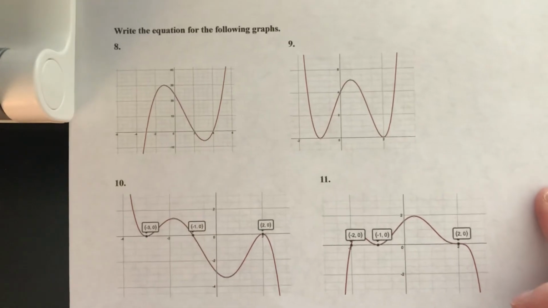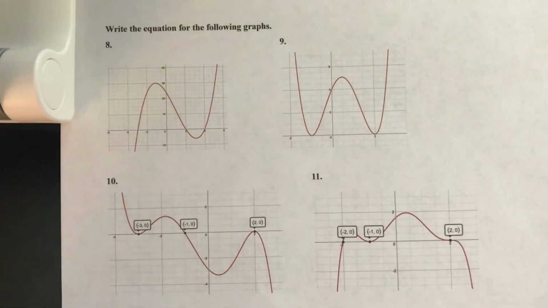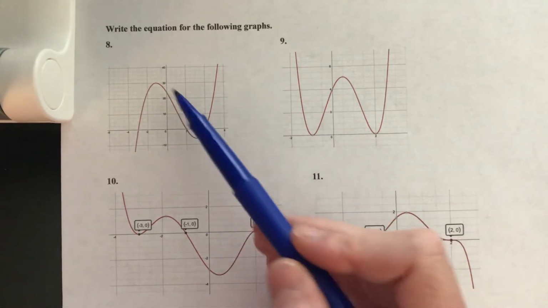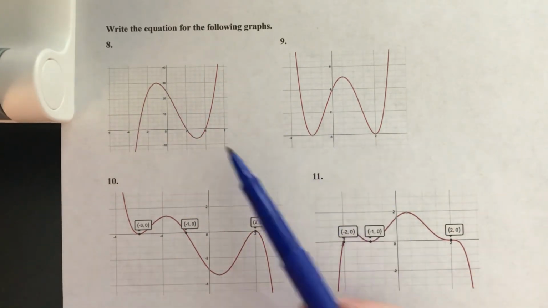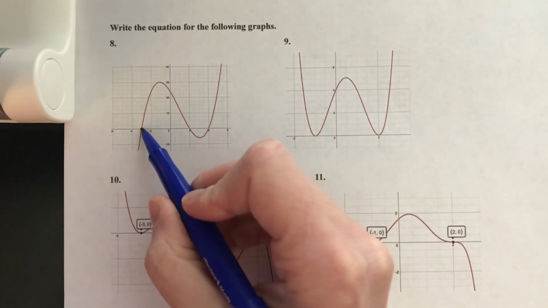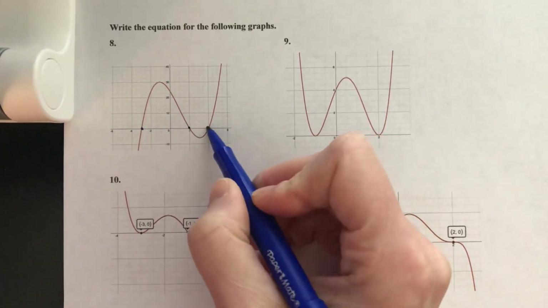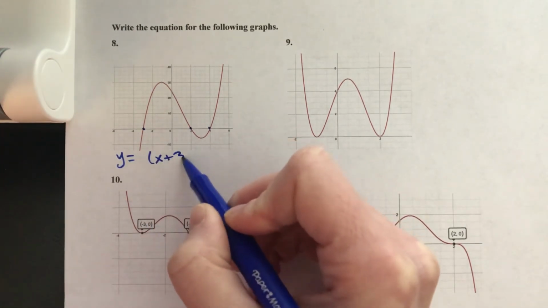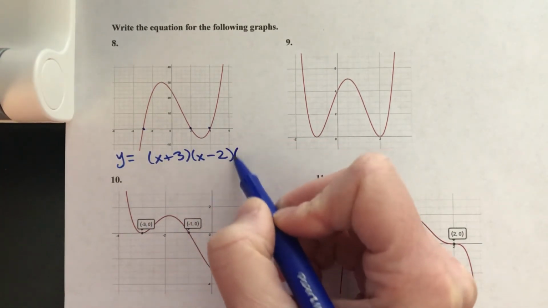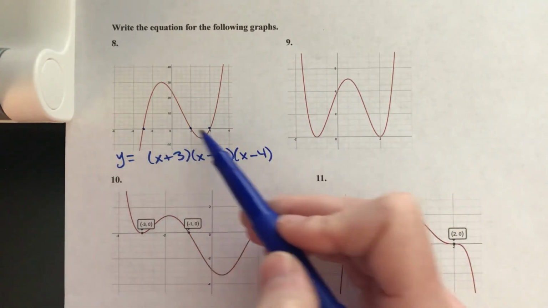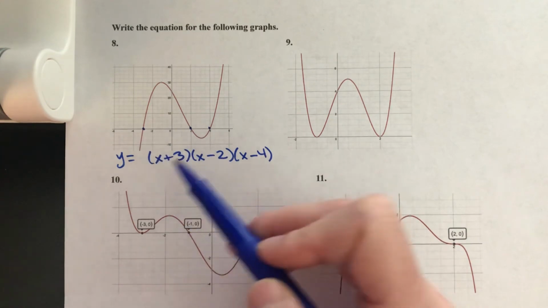And then on the back, we're giving you the graphs, and you have to come up with the equation for them. If you can see the roots, they're not listed in 8 and 9, but they are listed in 10 and 11. So here I can see that it's at negative 3, 2, and 4. Then just in factored form, that would be x plus 3, x minus 2, and x minus 4. I don't need to square any of those because it's not bouncing off and it doesn't make a cubic, so I don't need to cube them.